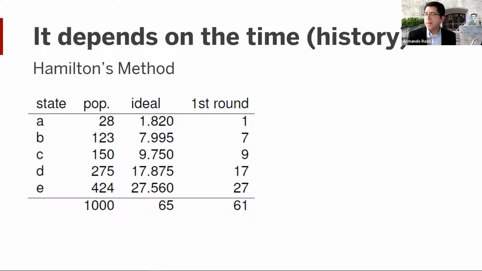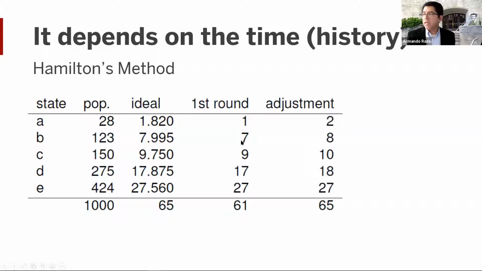And that's where the controversy arises. So how do you do that? Hamilton proposed that you look at these fractional numbers along the decimal point, and you start with the largest and work your way down. So we have 4 seats to allocate. We look at the fractional numbers, and state B happens to have the largest fractional number, 995. So we're going to change the 7 to an 8. And when you do the calculations, the adjusted numbers add up to 65. So you're done.